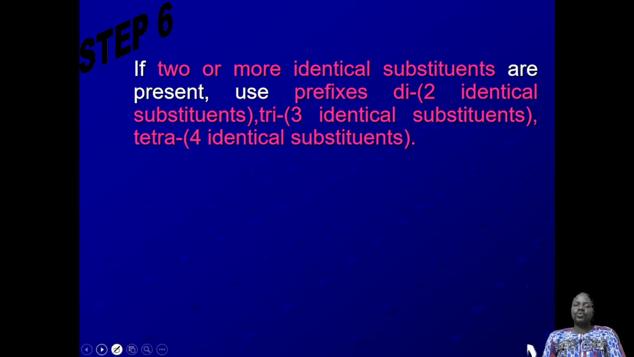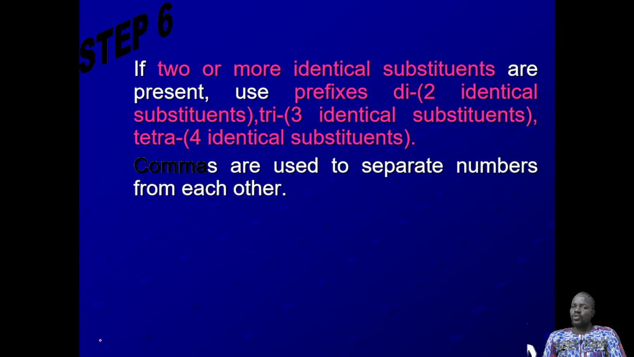If there are 2 or more identical substituents, this is what we're talking about at present, use the prefix di for 2 identical substituents, tri for 3 identical substituents, and tetra for 4. So please note that. Commas are used to separate numbers from each other. But when you are writing substituents by the side, which are not numbers, you are going to use the hyphen.